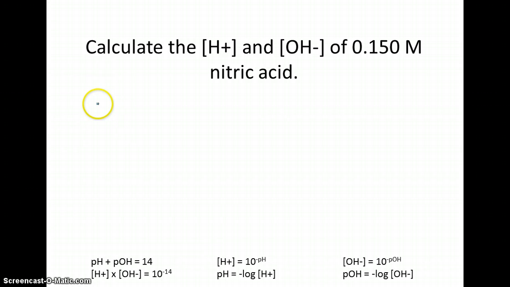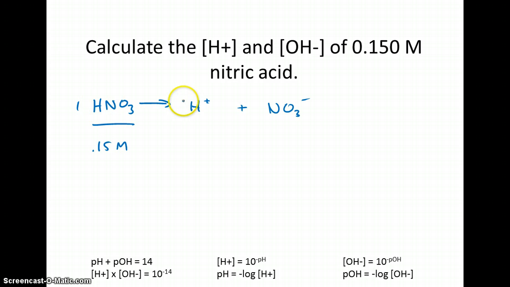This one is no different. I want to write my dissociation equation first. Nitric acid, when put in water, will split into H plus ions and nitrate ions. The problem tells me that the molarity of the acid is 0.15. Because there's a 1 to 1 to 1 molar ratio, I know that the H plus concentration is also 0.15. In other words, I just figured out that the H plus concentration is 0.15.